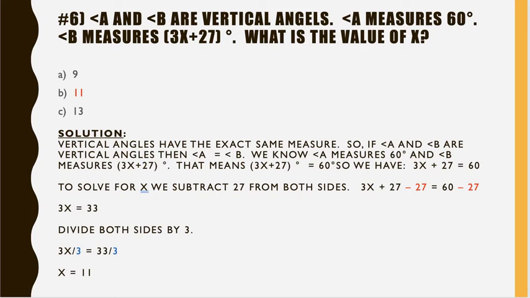is B measures 3x plus 27. So we simply take the 3x plus 27 and we set it equal to 60. And then we solve for x. So to solve for x, we're first going to subtract 27 from both sides, and this gives us 3x equals 33. To solve for x, we divide both sides by 3, and we get x is equal to 11.